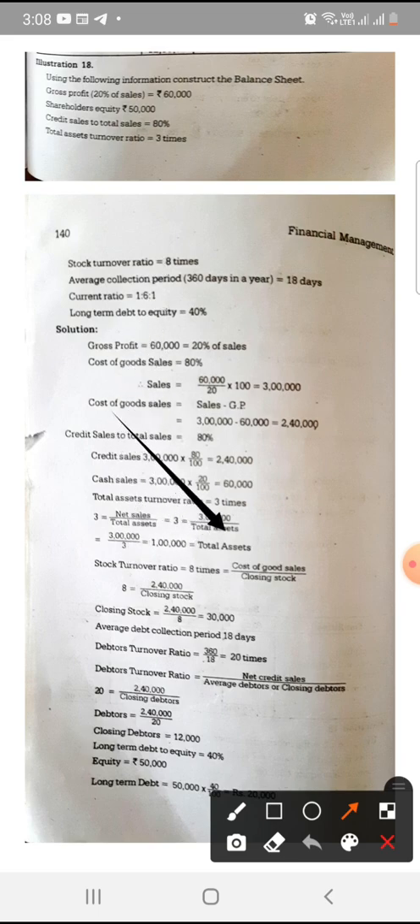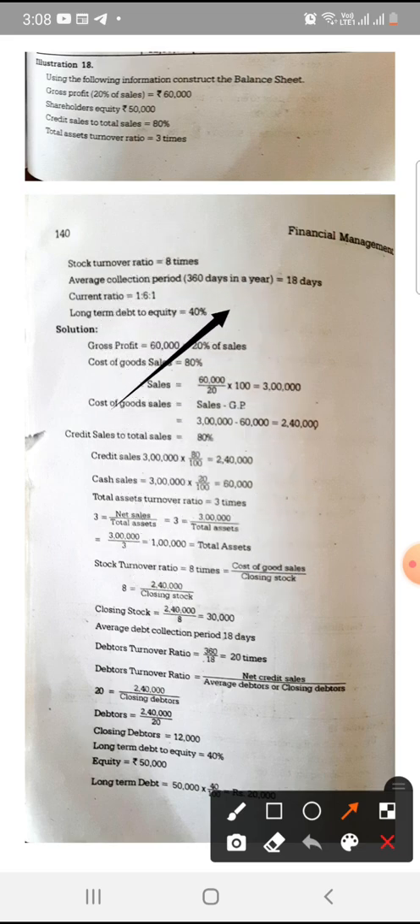Total asset turnover ratio is 3 times. Apply the formula: total sales divided by total assets. Cross multiply, you will get total assets, so it is 1 lakh rupees. Next information is stock turnover ratio 8 times. Stock turnover ratio 8 times means cost of goods sold divided by average stock. Cross multiply, you will get closing stock as 2 lakh 40,000 divided by 8, which is 30,000.